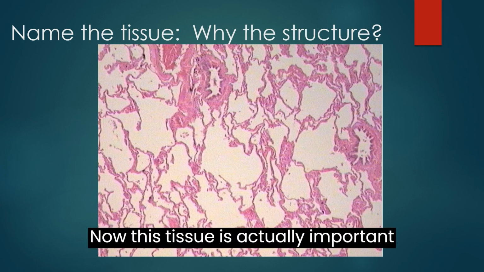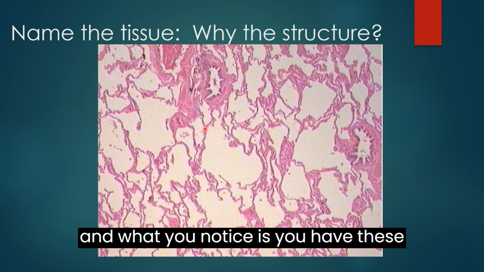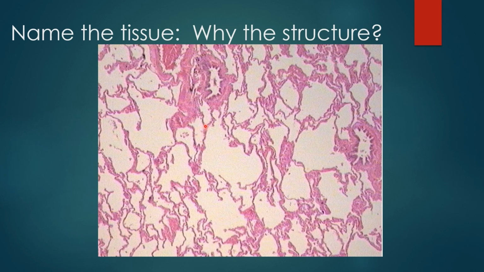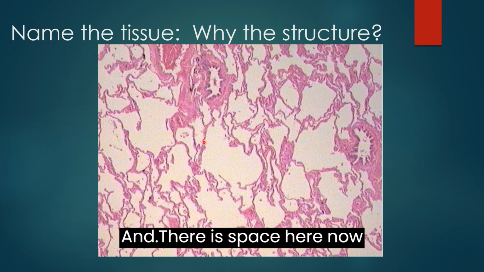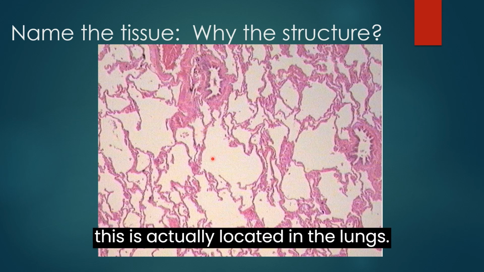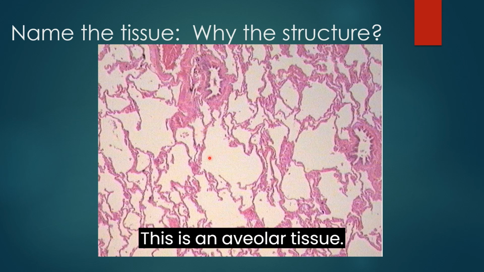Now, this tissue is actually important, and what you notice is you have these flat cells here, and there is space here. Now, this is actually located in the lungs. This is the alveolar tissue.